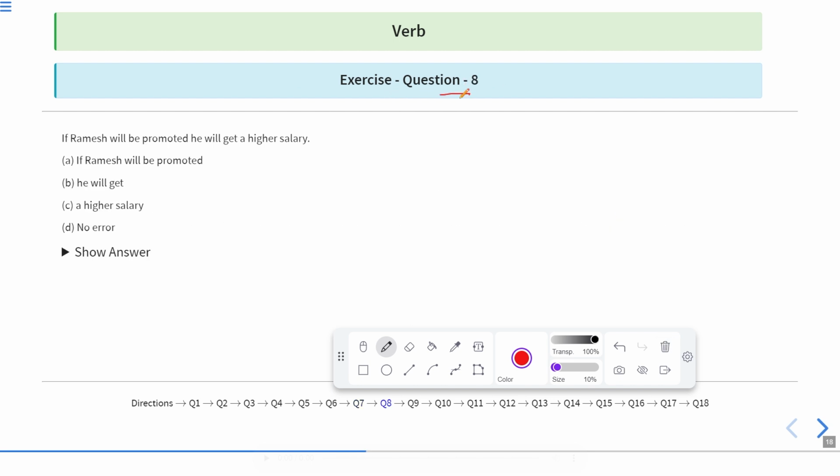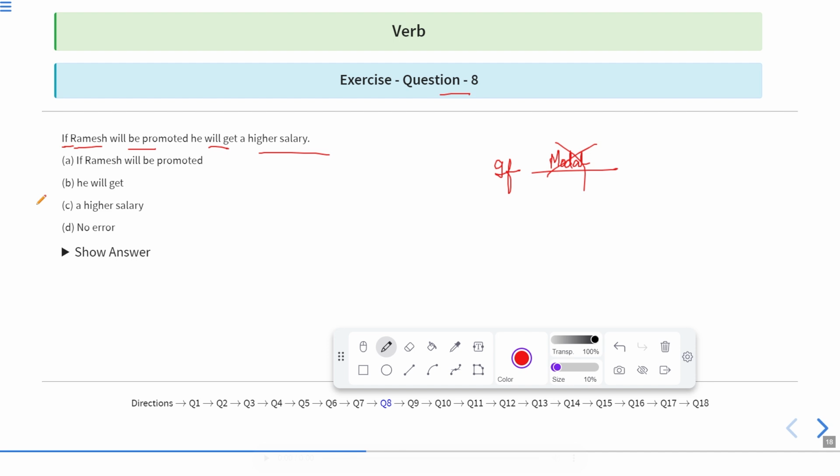Now this is question number 8. If Ramesh will be promoted, he will get a higher salary. Now whenever we have a conditional sentence, and in that we have the word if, this is the conditional word. After this, in the conditional clause, we cannot have any modal.